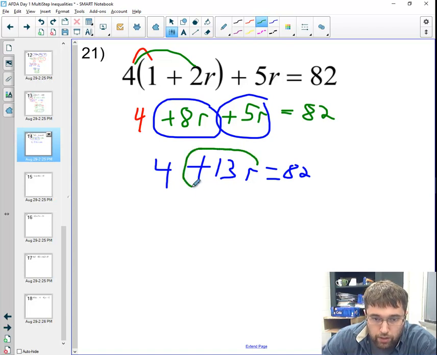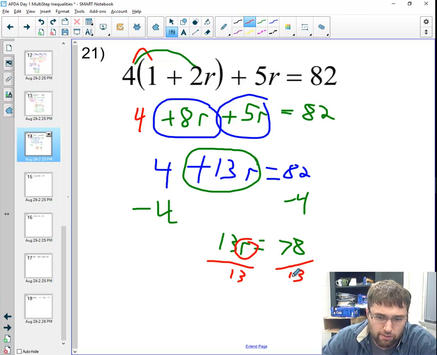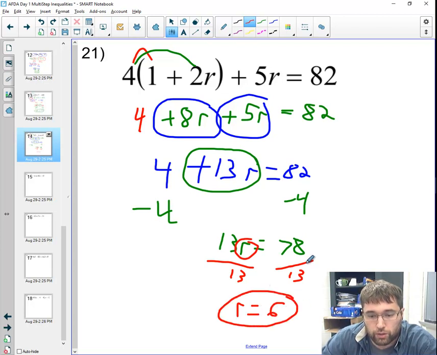Circle the variable, take care of the hater. We have positive 4, so we subtract 4 from both sides. We're left with 13r equals 78, because 82 minus 4. Circle the variable, take care of the hater. We divide by 13. Ooh, tricky math. 6 times 3 is 18. r equals 6. We're just typing in the calculator, or you do it in your head. 6 times 13 is 60 plus 18, which is 78.